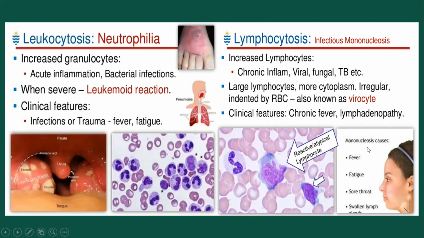Mononucleosis, infectious mononucleosis is a viral infection causing rise in the lymphocytes. Features include fever, fatigue, sore throat, and swollen lymph glands.